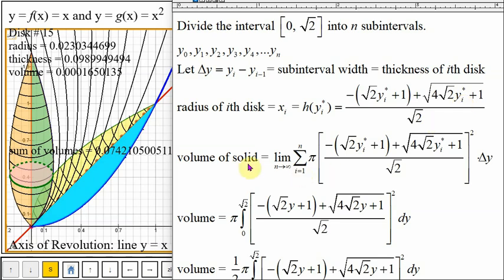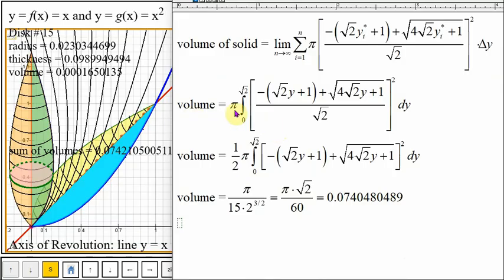And so the volume of the solid would be the sum of the volumes of the infinite number of disks. So it would be pi times the square of the radius times the thickness, with n running to infinity. And just like before, if this limit exists, then we'll write it as the integral from 0 to the square root of 2.